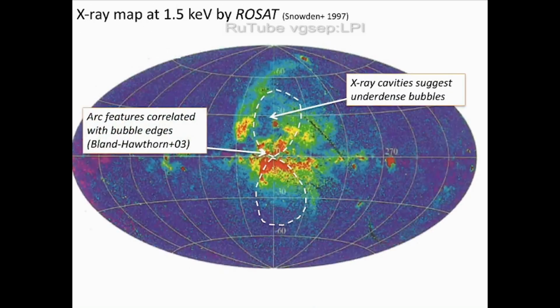Okay, so let me try to explain this X-ray map again. So this is the ROSAT map again. From the ROSAT data, we already know that the bubbles themselves are underdense because they're not very X-ray bright. It has this limb-brightening feature. So it suggests that the bubbles themselves are underdense. And there are also some arc features like what's shown in red here, some X feature that's coincident with the bubble edges. So it's suggestive of a shock-compressed shell that's pushed outward due to the bubble expansion.